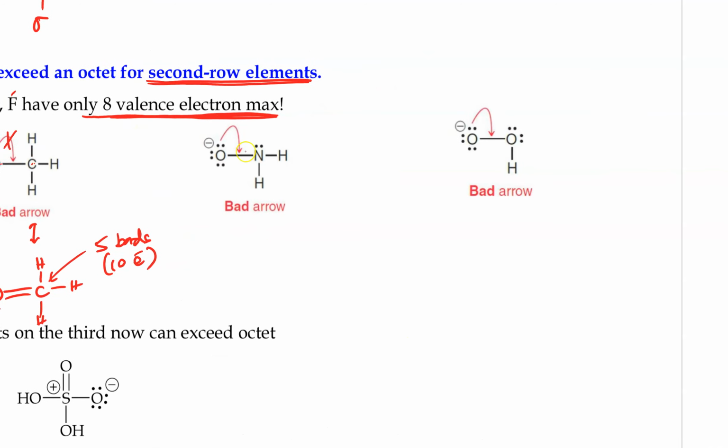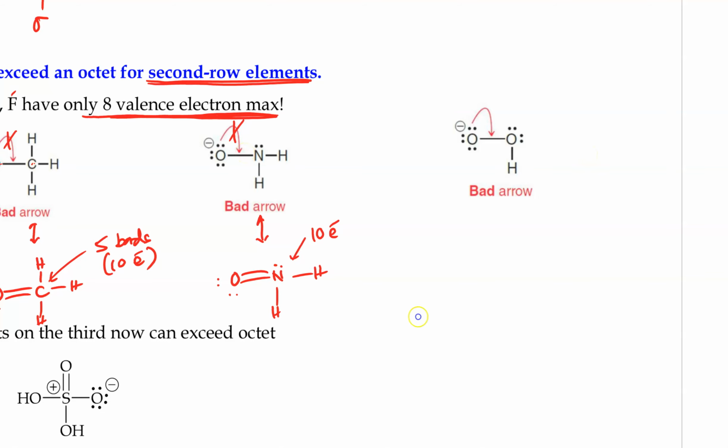And another example, same thing over here. This will be a bad arrow to draw, because this also is again taking a lone pair of electron of this oxygen and converting this into a bond pair between the oxygen and the nitrogen. And following this arrow, we would have the following. And if we were to now count electrons, this nitrogen right here would have 10 electrons surrounding it. And nitrogen cannot exceed octet. So therefore, this would be a wrong arrow to draw.